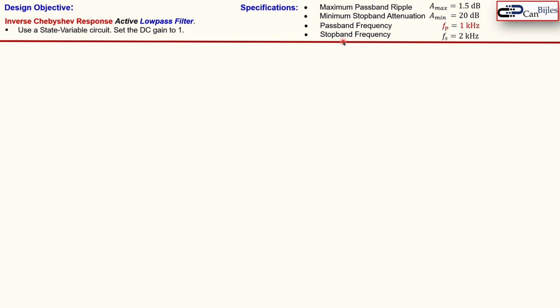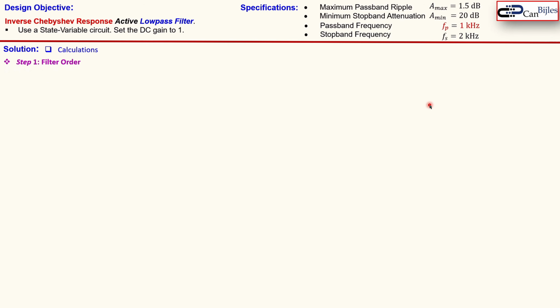Now the meaning of these specifications is as follows. At the stopband frequency of 2 kHz, we need to have at least a minimum of 20 dB. And there is a specific passband frequency. We will see shortly in the calculations also that the gain is at most 1.5 dB. So it can be lower, but this is the maximum allowed. Okay, let's see how we do this design.